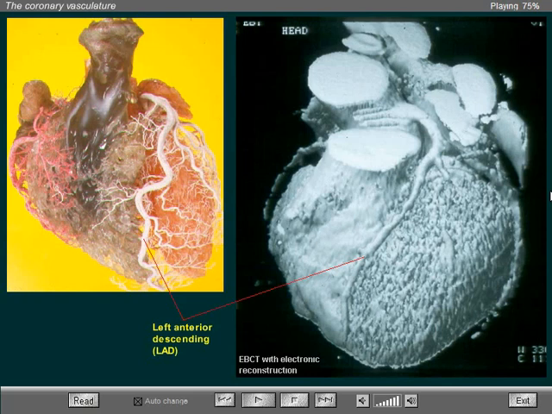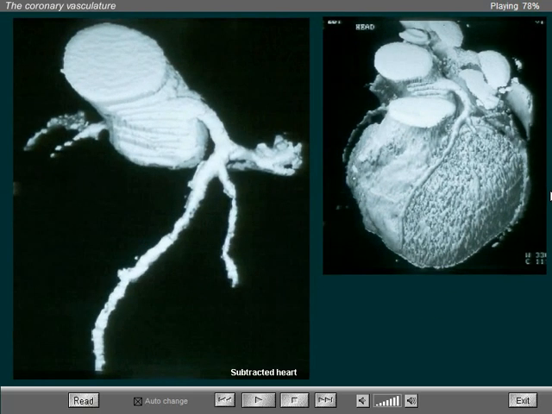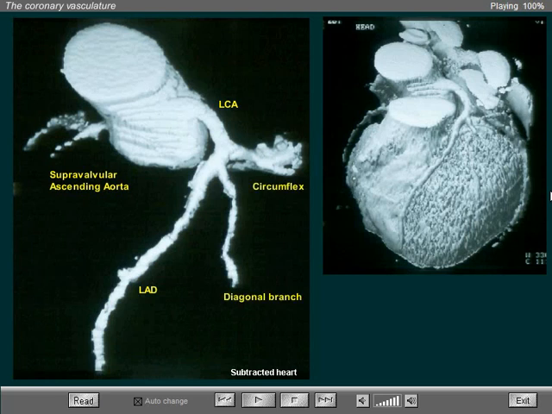The next image is after subtracting the heart. We see just the supravalvular portion of the ascending aorta giving off the left coronary artery, and particularly in this section we can see the electronically reconstructed anterior descending division of the left coronary artery and the diagonal branch.